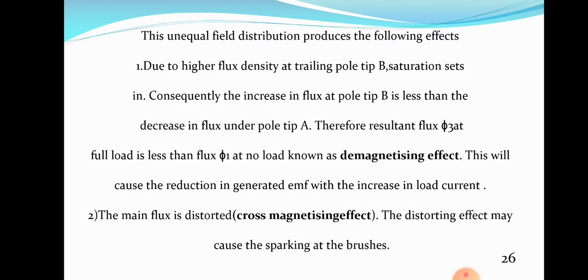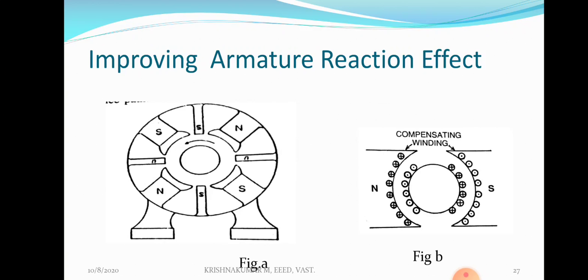What about the second effect? The main flux is distorted. From the figure itself, it is very clear that phi 3 is totally distorted. The main flux is distorted. This distorting effect may cause sparking at the brushes.